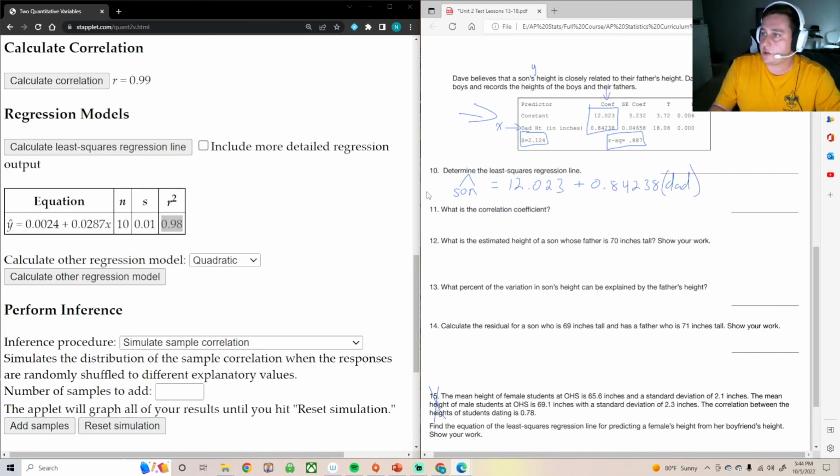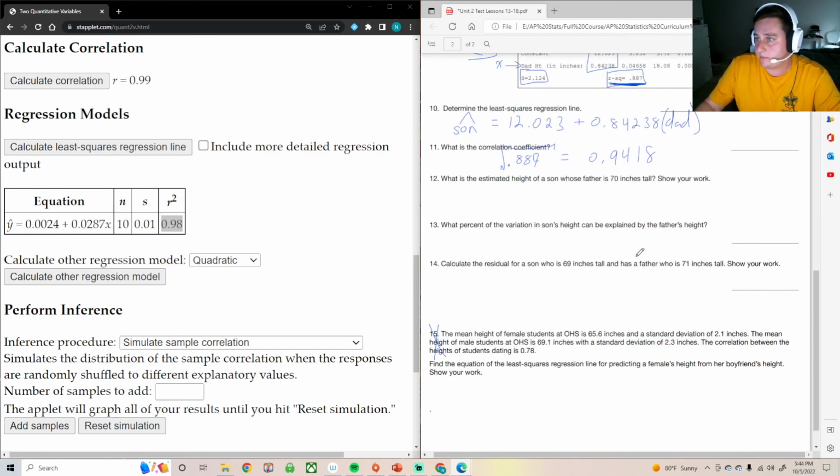All right, so the correlation coefficient, this is easy. They gave us r squared. So in fact, all we have to do is take r squared and square root it. So you take 0.887, square root it, and it will give you r, which is 0.9418. So there's your correlation coefficient.